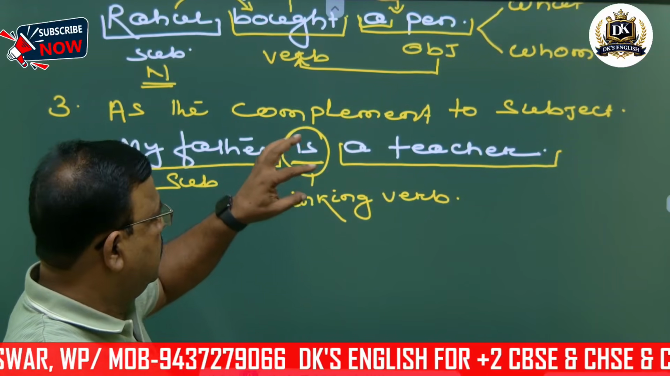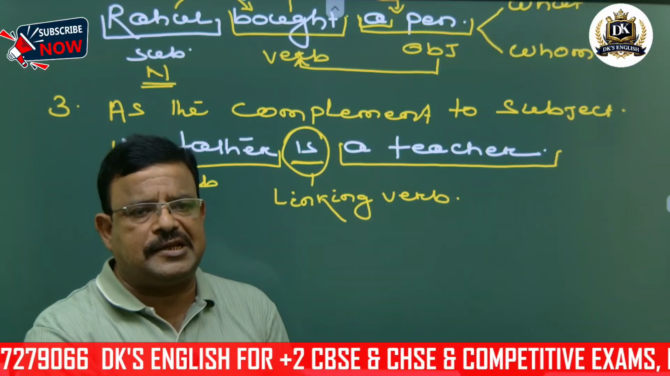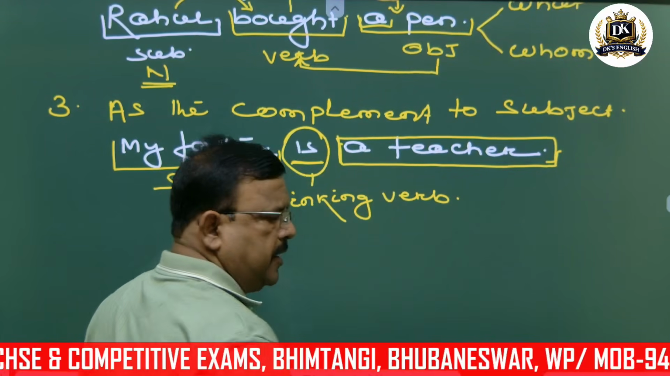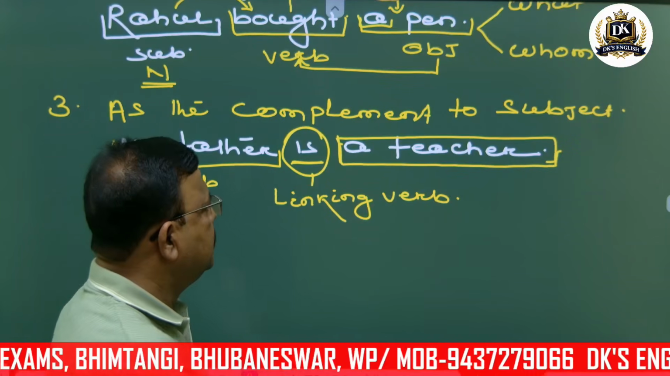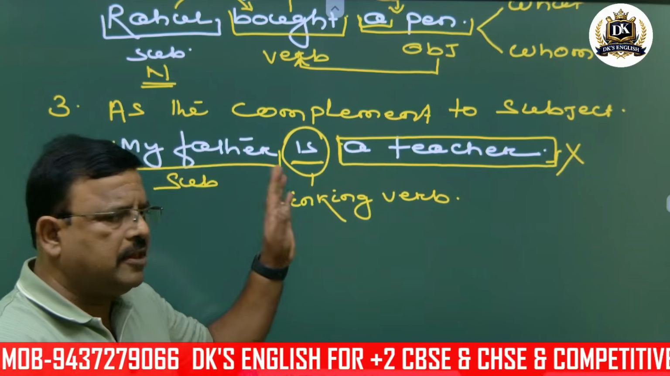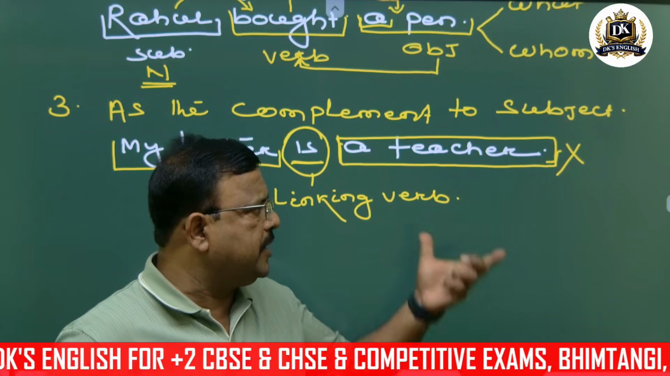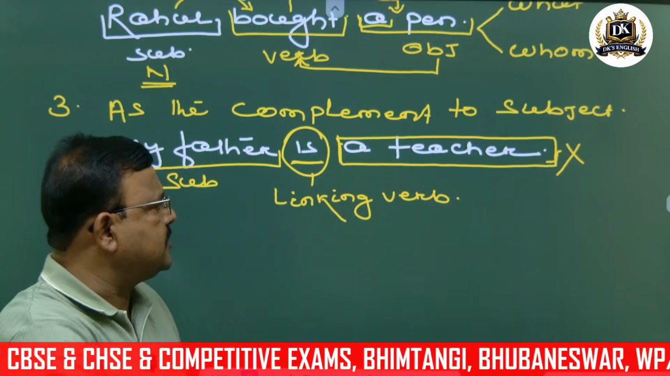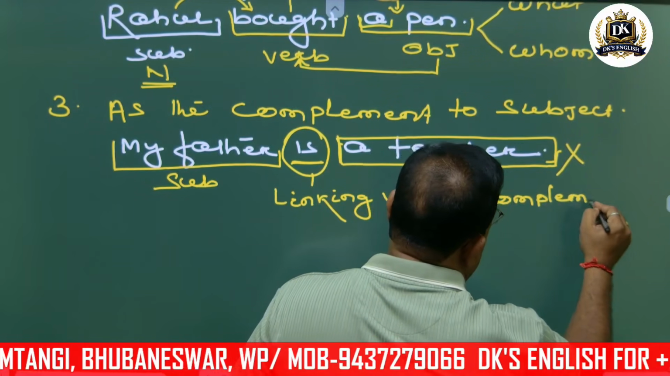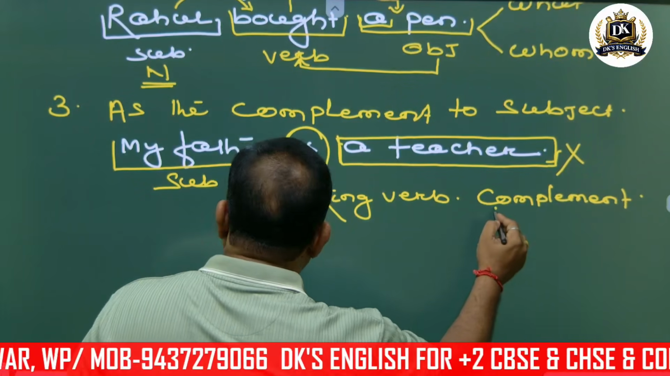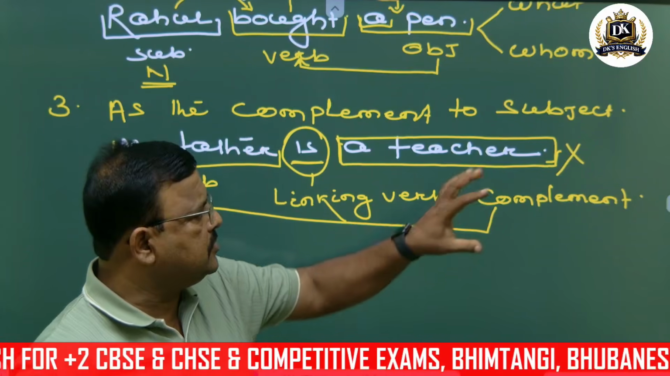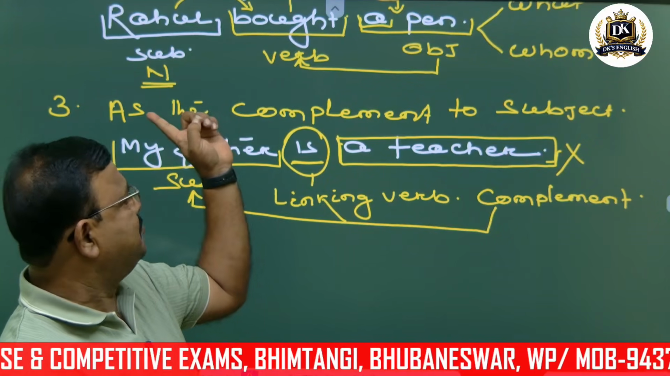So when be verb is used as your main verb in a sentence, then a teacher here is the complement. Or differently you can see, suppose I omit a teacher. My father is doesn't have any meaning at all. So a teacher here completes the whole sentence. That's why it is your complement. So complement to what? Now here it is complement to subject, or you can say subject complement, because it completes the meaning. So this is function number 3.